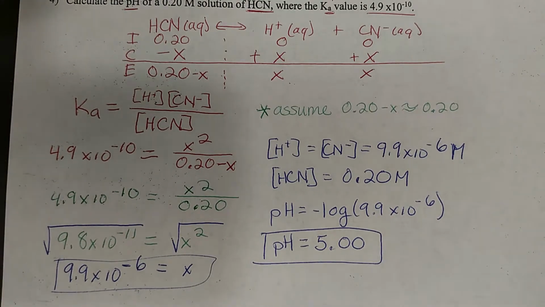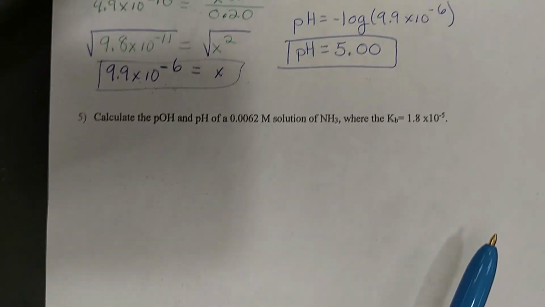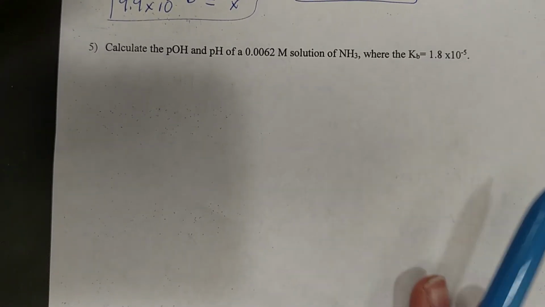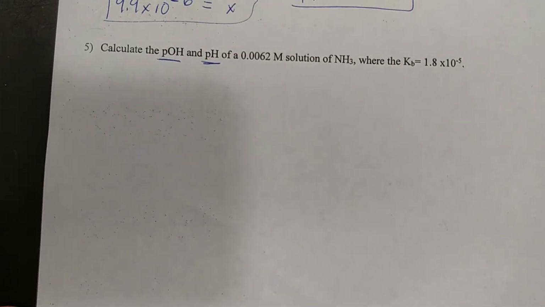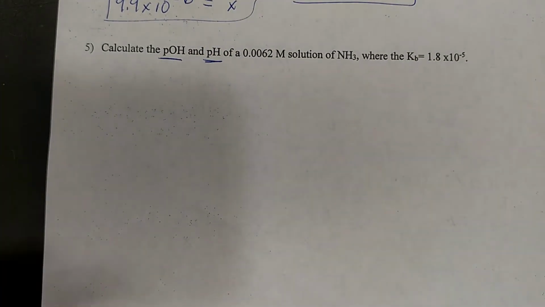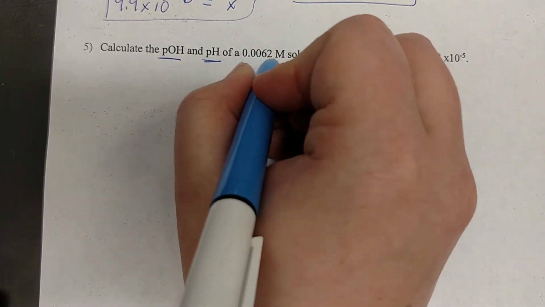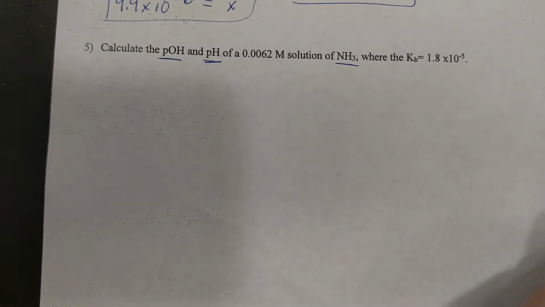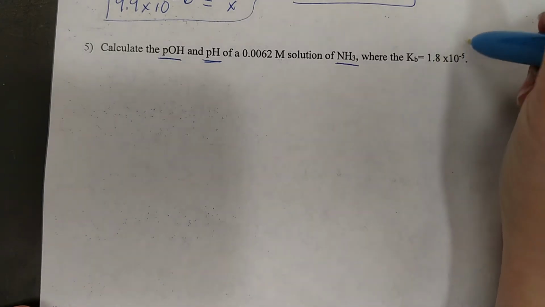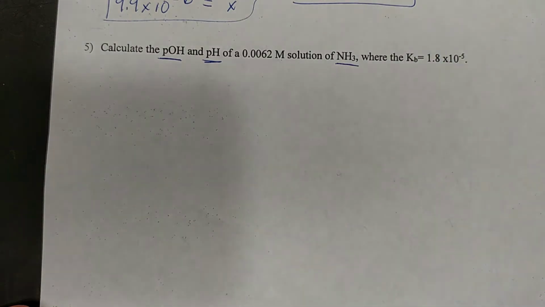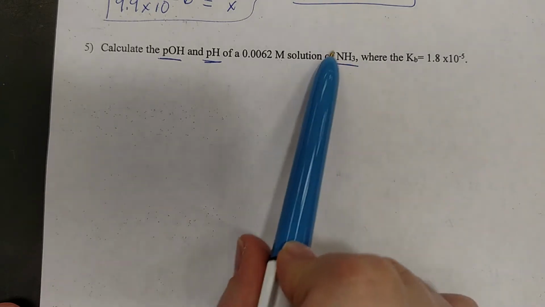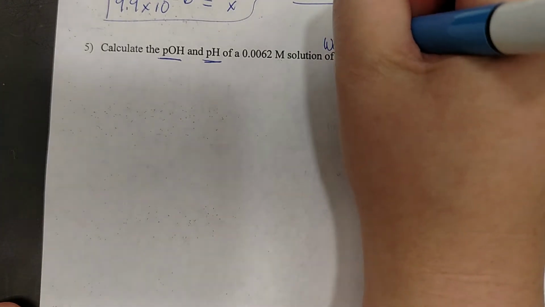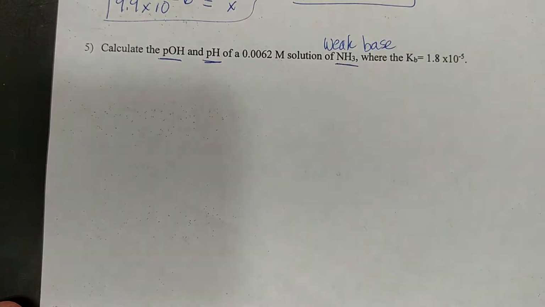Got one more example dealing with another base. It's kind of a slightly different reaction in this one. So in this question, it wants us to calculate pOH and pH. So we need a hydroxide and a hydrogen ion of a 0.0062 molar solution of NH3 ammonia, where Kb is 1.8 times 10 to the negative 5th. So Kb is our constant for our base. Ammonia is a very common weak base that we should start recognizing here.